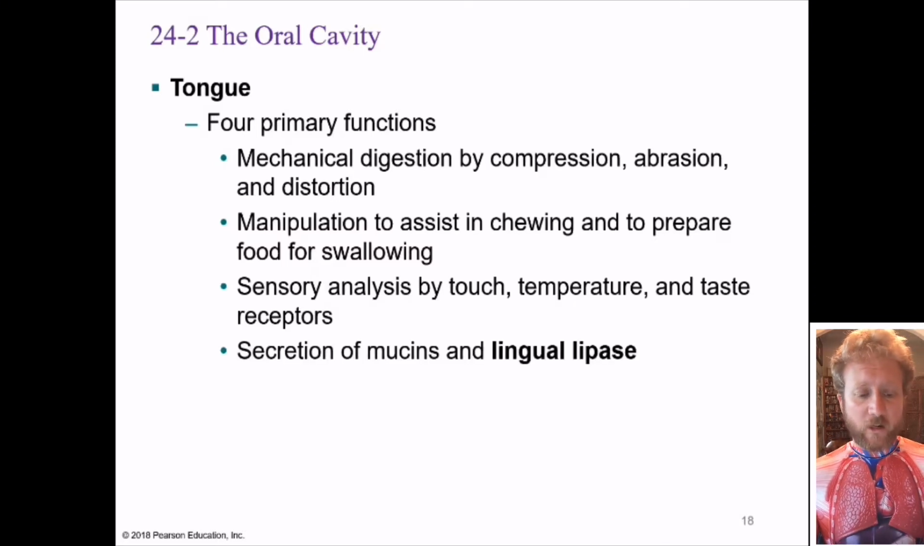And also secreting mucins, which are types of mucus-type compounds, and lingual lipase, lingual being like mouth or tongue. Lipase, the ase at the end, tells us it's an enzyme. Lip at the beginning tells us it's responsible for working on lipids, right? I guess you could call it lipase, but I think technically it's called lipase.